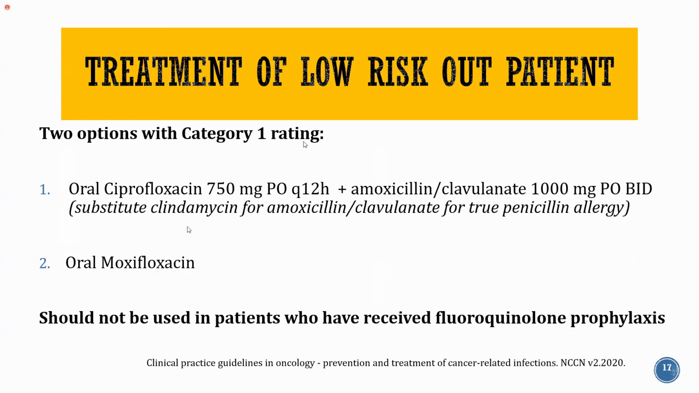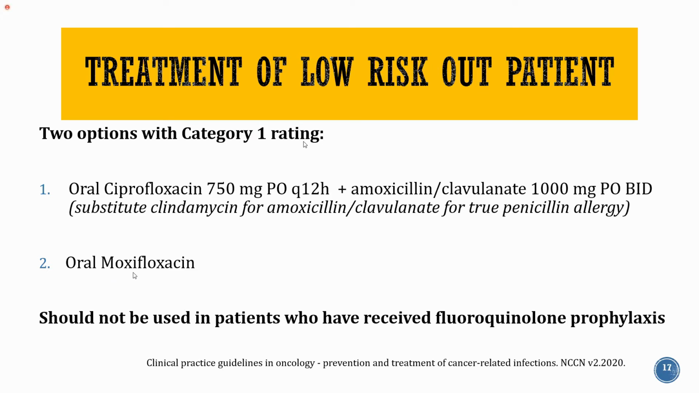Okay, so for the outpatients, we have 2 options from NCCN guidelines. The option that we use in our hospital is ciprofloxacin 750 milligram Q12 plus Augmentin 1 gram BID. I always recommend 1 gram BID. 1 gram BID has less toxicity when you combine it with a meal. You will have less diarrhea.